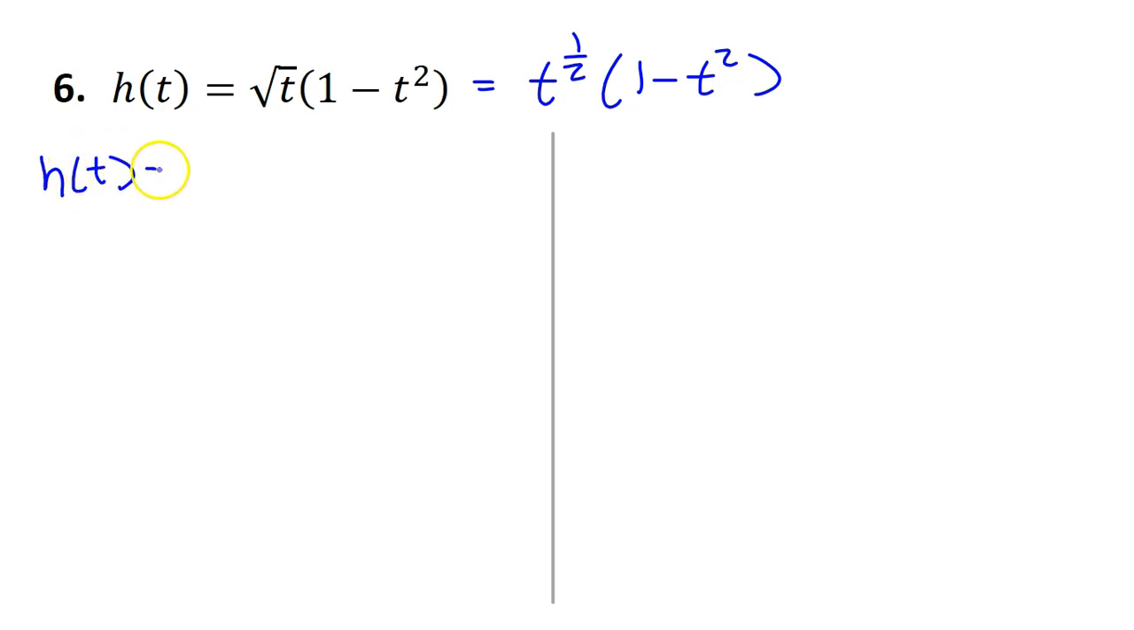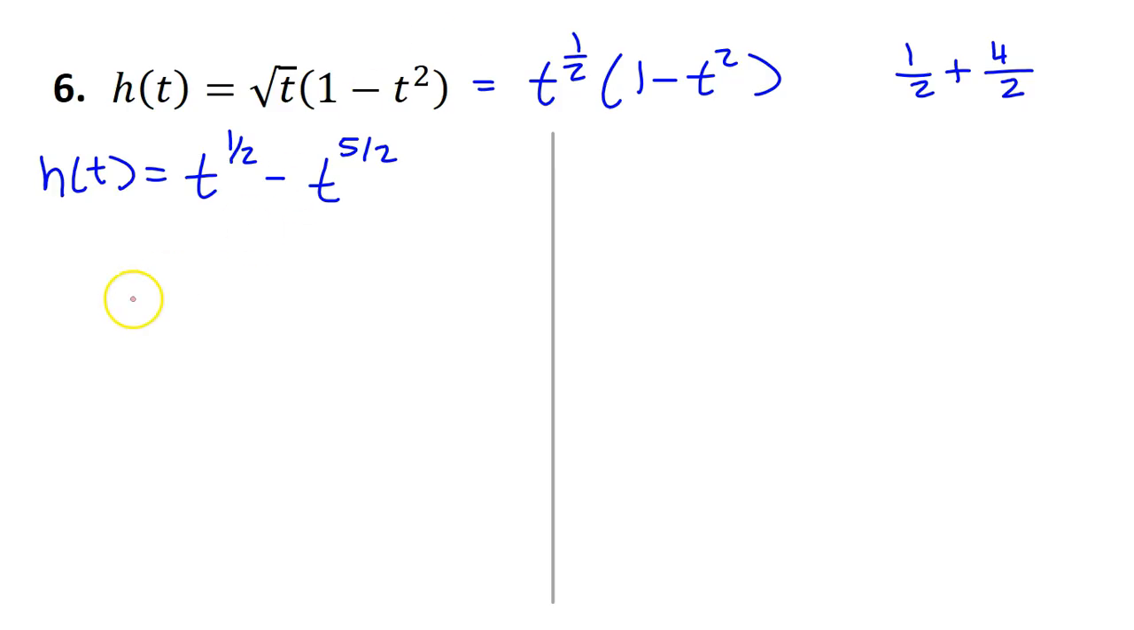So h of t equals t to the 1/2 power times 1 is t to the 1/2 power. When you multiply the t to the 1/2 power times t squared, you add the exponents. So in my mind, I'm thinking 1/2 plus, and then 2 is the same as 4 halves. So 1/2 plus 4 halves, that's 5 halves. So this is going to be minus t to the 5 halves power.